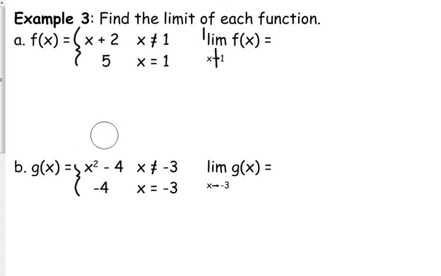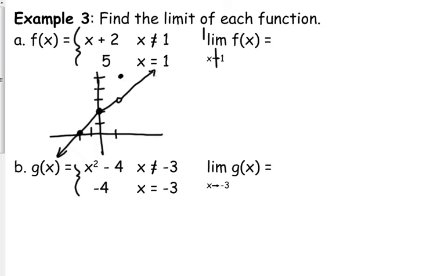Okay. Let me just try again. Here. Okay. Got a hole at 1, and its y value is 5.